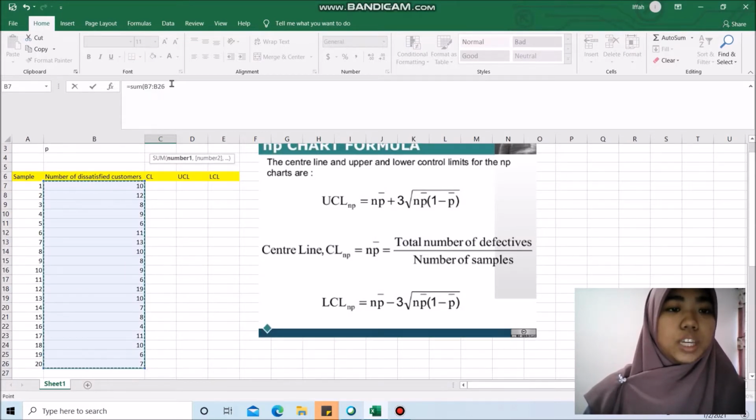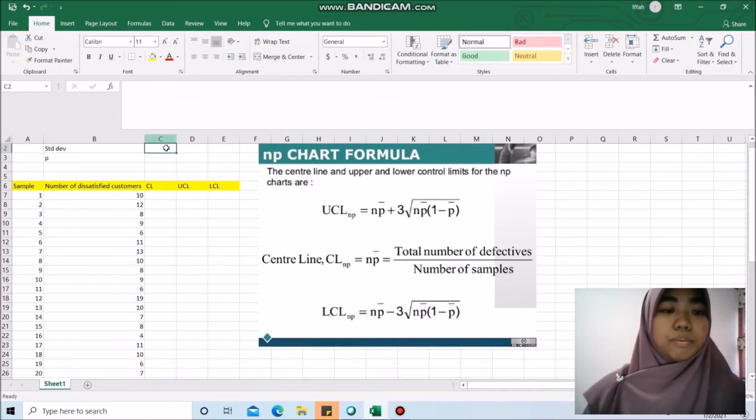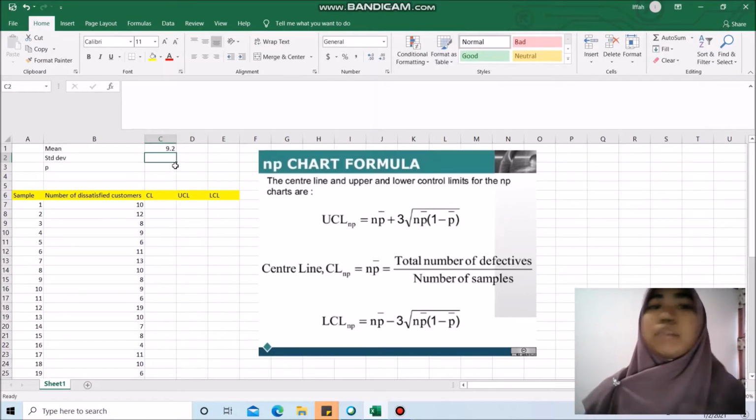Then we divide it by the number of samples, which is 20. After that, we need to find the value of standard deviation. The formula for standard deviation is the square root of NP bar multiplied by 1 minus P bar. But first of all, we need to find the value for P bar.